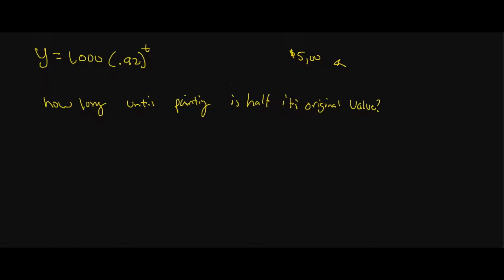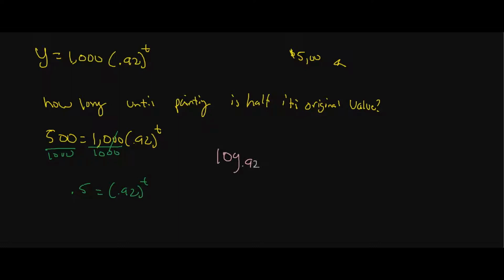Well, that's 500. Let's plug that in for the y. So we get 500 is equal to 1,000 times 0.92 raised to the t. Again, what do we do to get rid of this 1,000? Well, we divide by 1,000 on both sides. And this gives me 0.5 is equal to 0.92 raised to the t. Let's convert this to logarithmic form. Log, my base is 0.92, right? This is my base. I'm going to put a little set of parentheses. It is equal to blank.